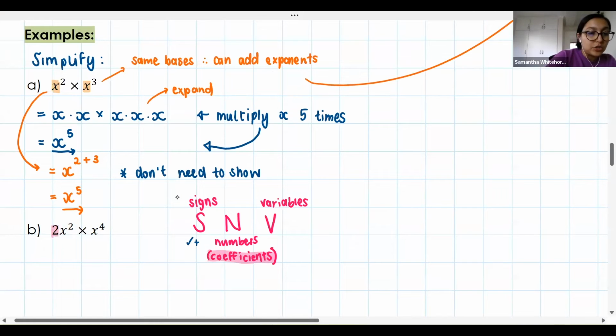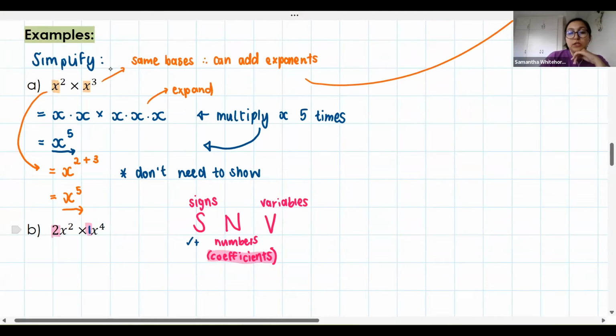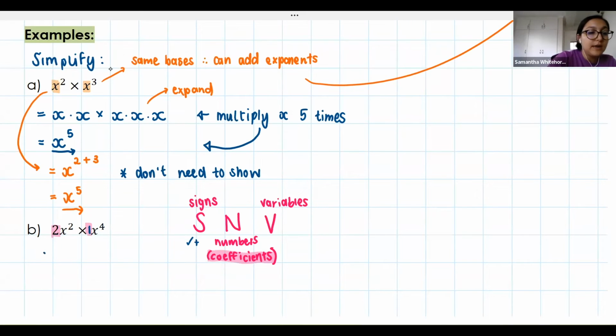Here our numbers are 2, and the number in front of x, which we know is 1. And all I want to do is multiply those two together. So I would say 2 times 1, and I get the product 2. So I've dealt with my numbers. And then I move on to my variables.